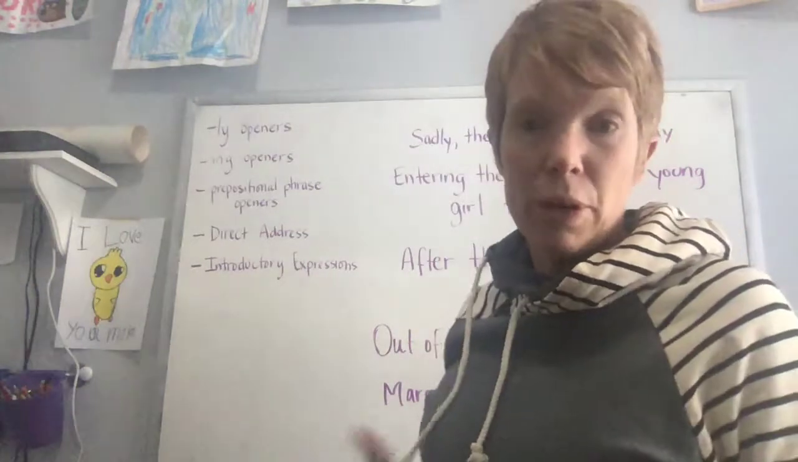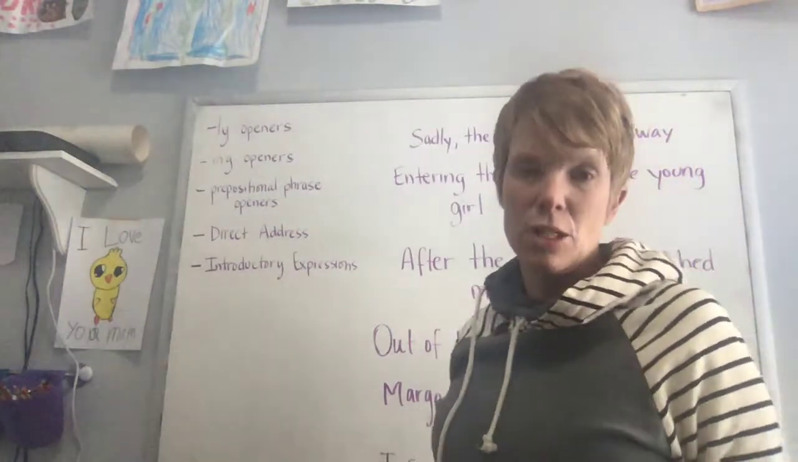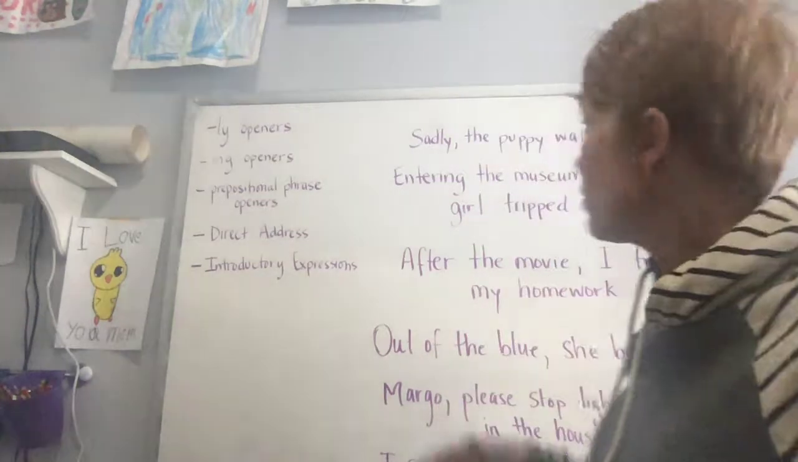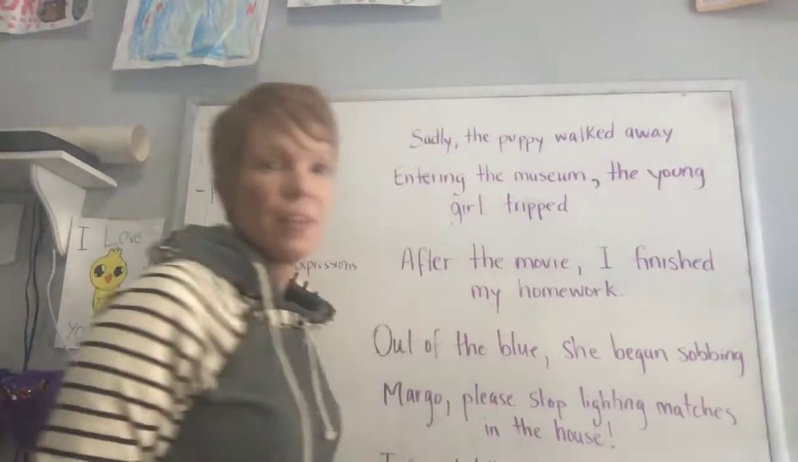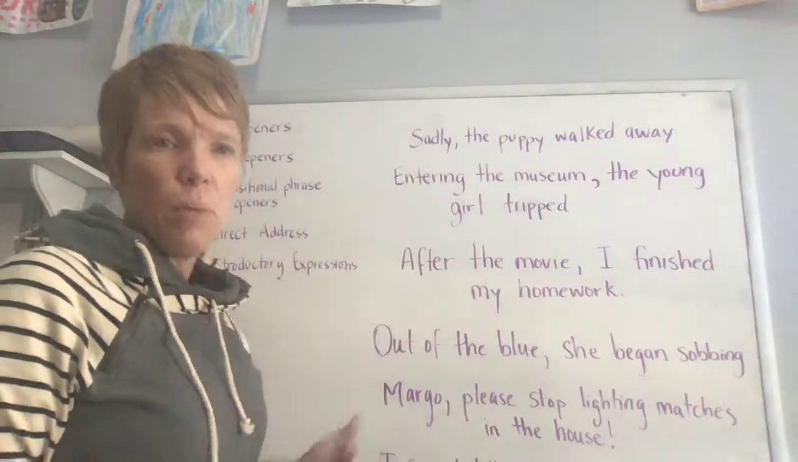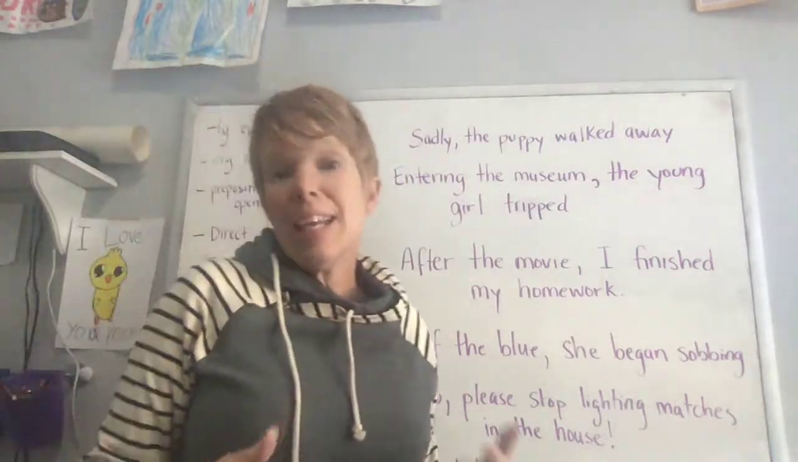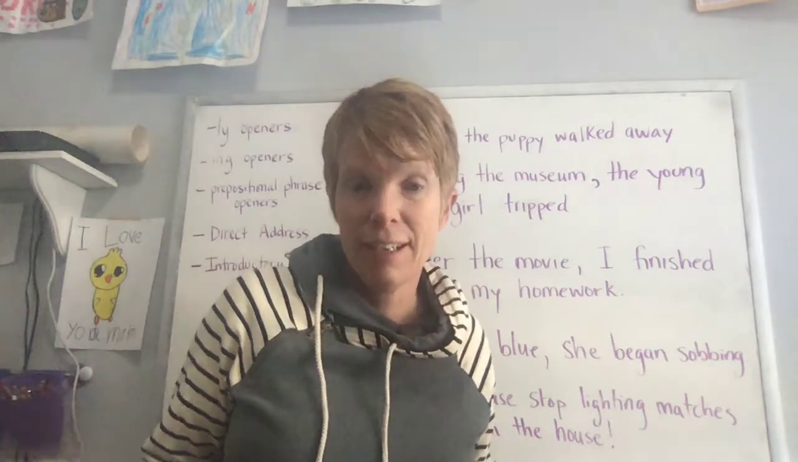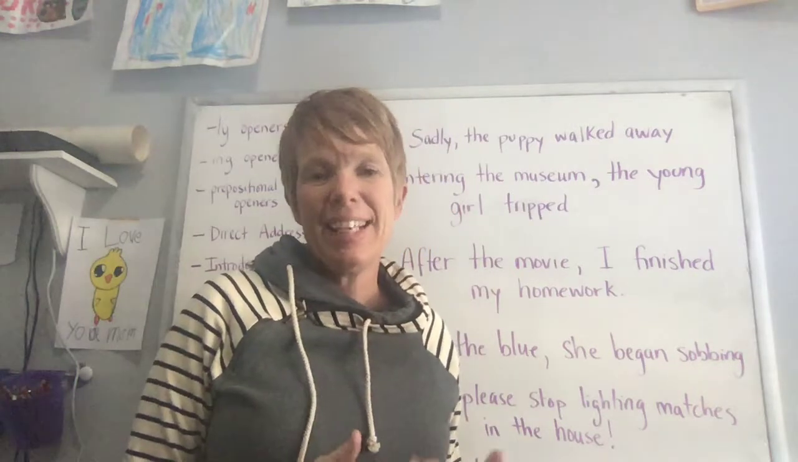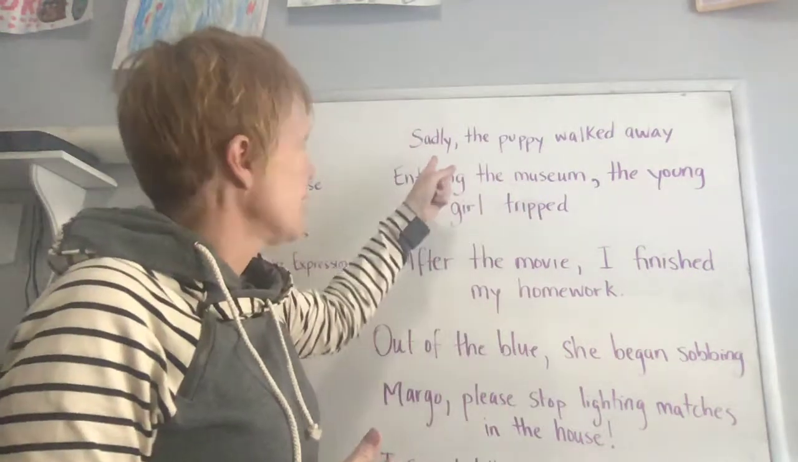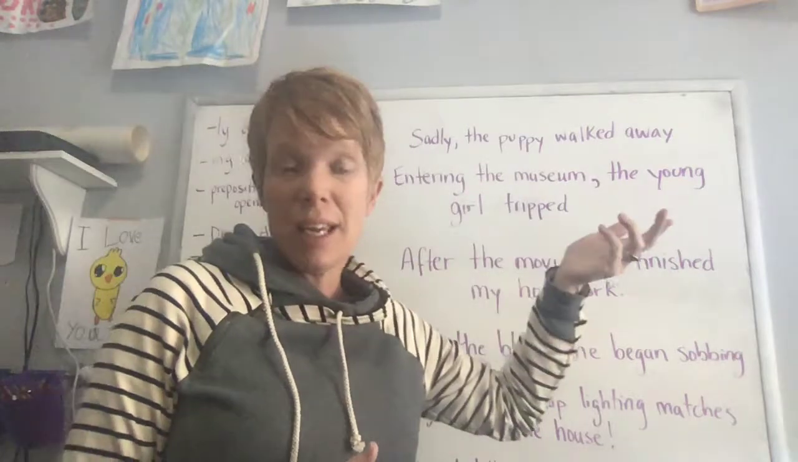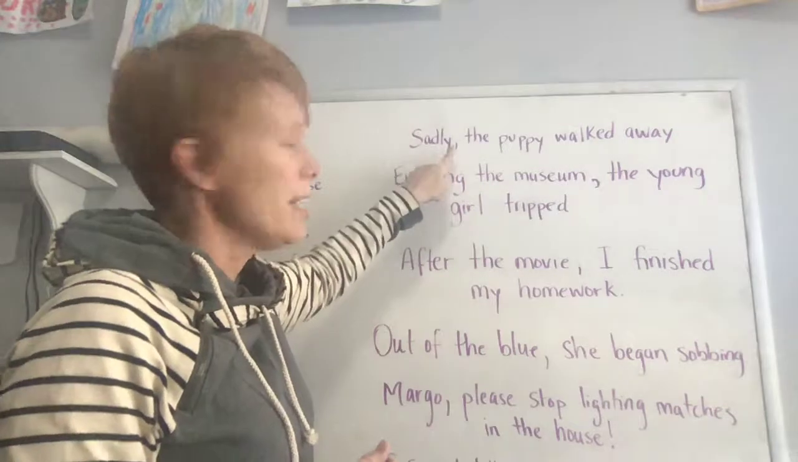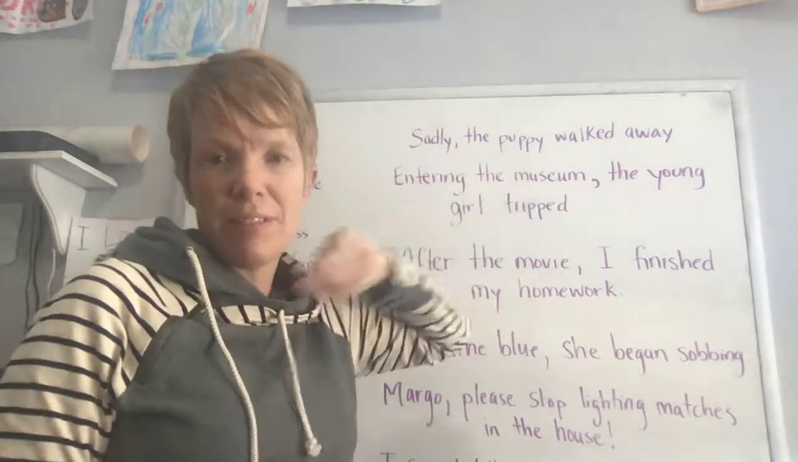So an ly opener is simply a sentence that begins with an adverb that ends in ly as the very first word. So that looks like this. Come over here. Sadly, the puppy walked away. Okay. Interestingly, it was starving. Okay. Anytime you have this ly word here at the beginning, clumsily, the little girl tripped over a rock. You have to have a comma separating the ly word from the rest of the sentence.